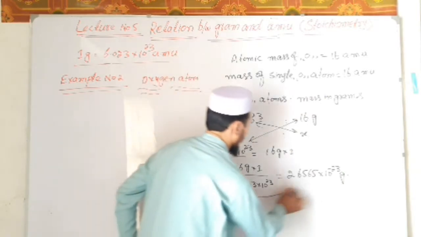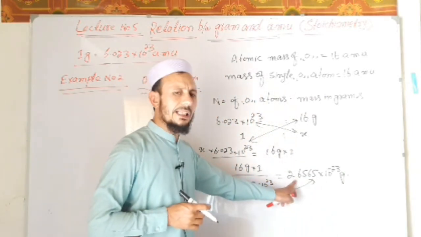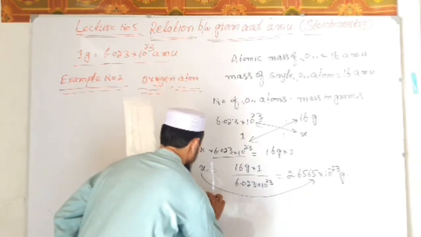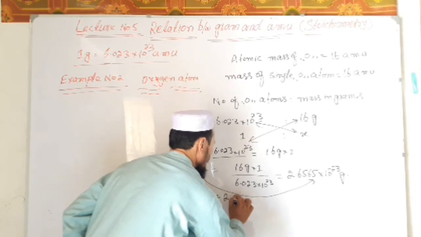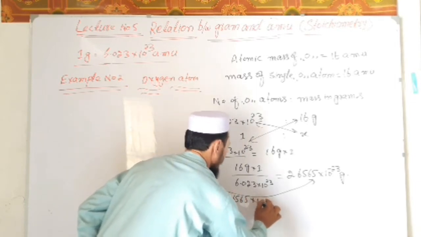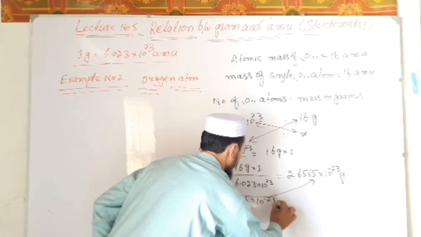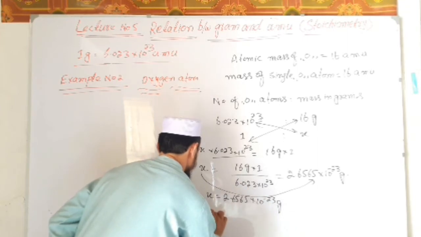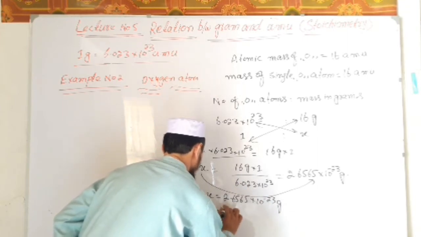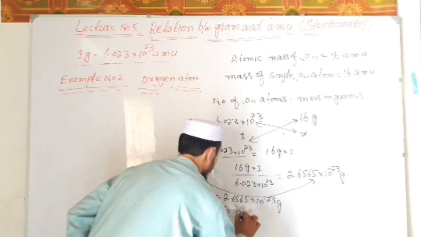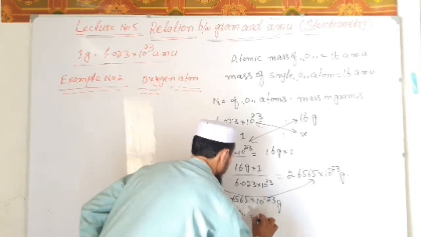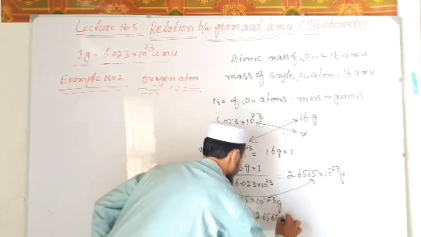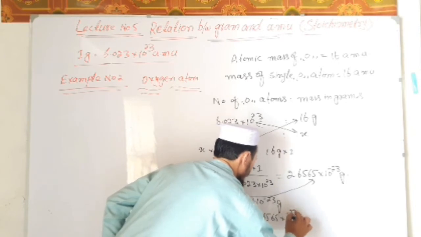So what is this x? This is the mass of a single oxygen atom in grams. X is equal to 2.6565 multiplied by 10 raised to the power of minus 23 gram, and this is the mass of a single oxygen atom. Single oxygen atom is equal to 2.6565 multiplied by 10 raised to the power of minus 23 gram.